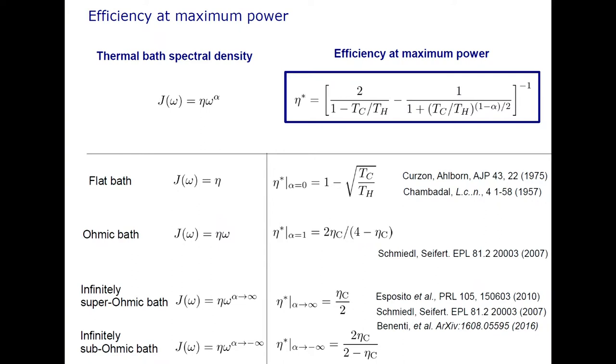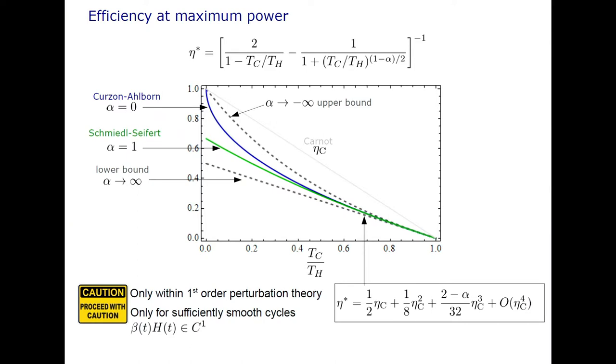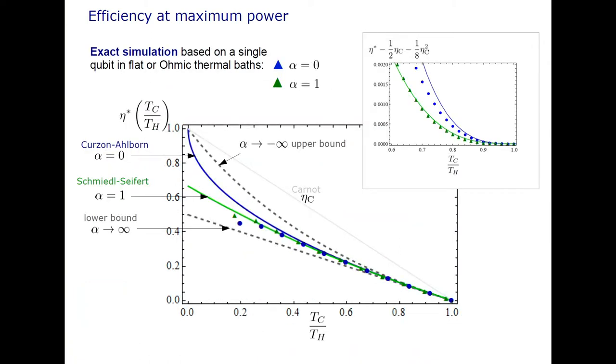You do this, and we get our final first result, which is the efficiency at maximum power for a generic spectral density. And the nice property of this formula is that you recover many previous results that were obtained in the literature for different values of the spectral density, like for a flat bath. The most important case is the flat bath, in which we recover the Curzon-Ahlborn efficiency. And this is a plot of the efficiency at maximum power for different values of alpha. And these are numerical simulations that follow quite well the analytical expressions for low efficiency and low power.